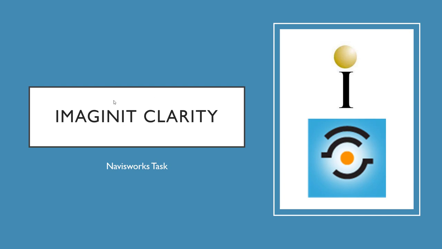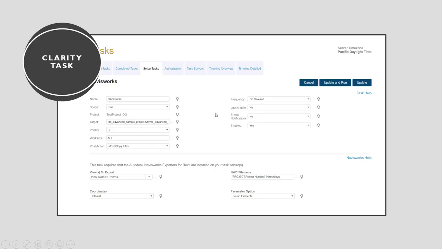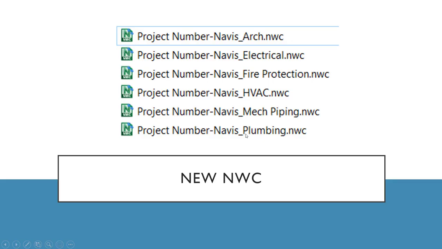So a bit about that. Here's the task itself. In here we can specify the name of the task, target files, post action, frequency, and so on throughout the rest of this setup. And what we'll take a look at is actually getting into Clarity and doing this, and I'll update and run it to show you what the output of this is. So it'll create the NWCs.